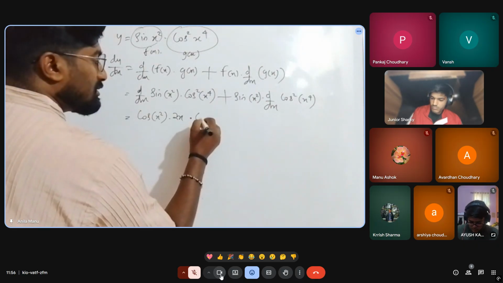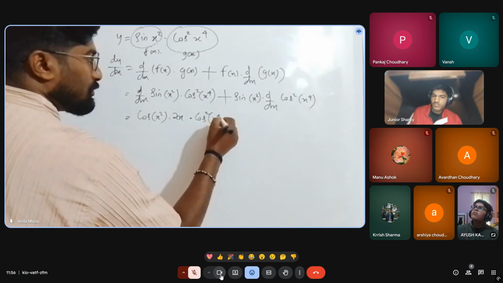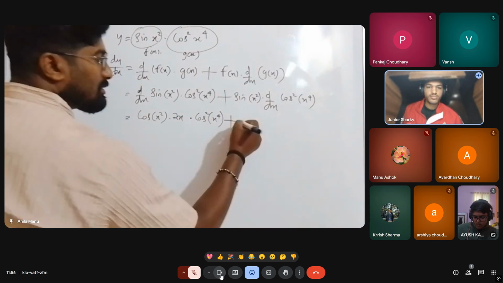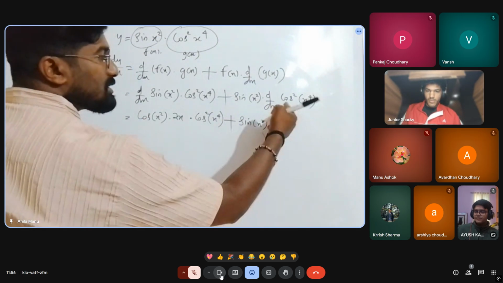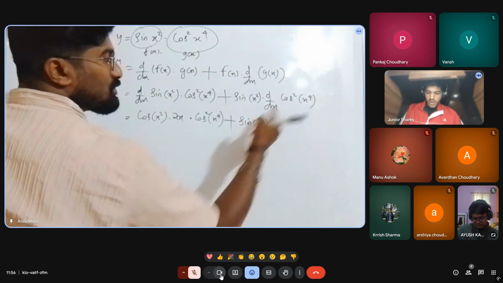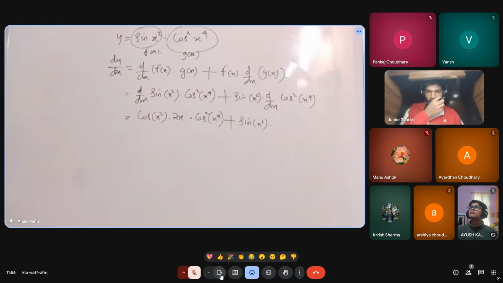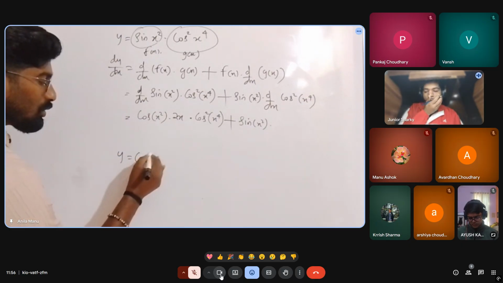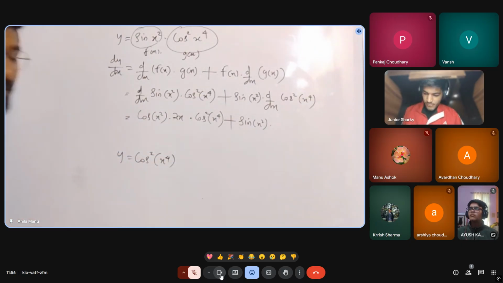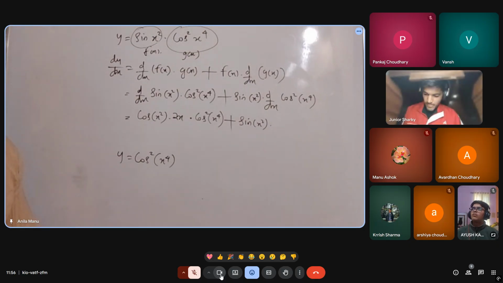Then multiply with cos square x raised to 4 plus sin x square into derivative of cos square x raised to 4. So first, this separately I will do here. See, y is equal to cos square x raised to 4. How to solve? 2 cos x raised to power 4.